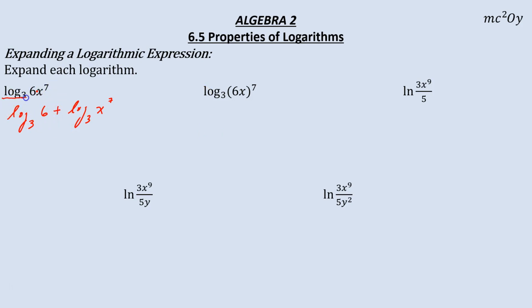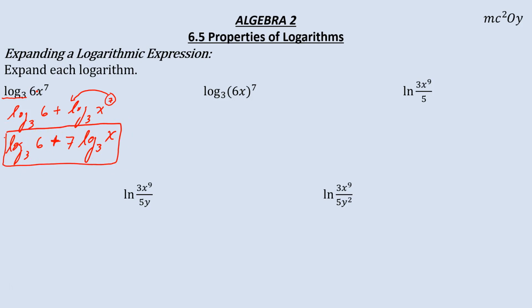Notice I keep the same log for both of them. They're both log base 3. 6 times x to the 7th. And then note that I have x to the 7th here. Well, the 7 can end up moving out in front by applying the power property. So when you're expanding, you should do that. So that log base 3 of 6 stays the same, but we bring the 7 out to the front, we get 7 log base 3 of x. You have now expanded that completely.